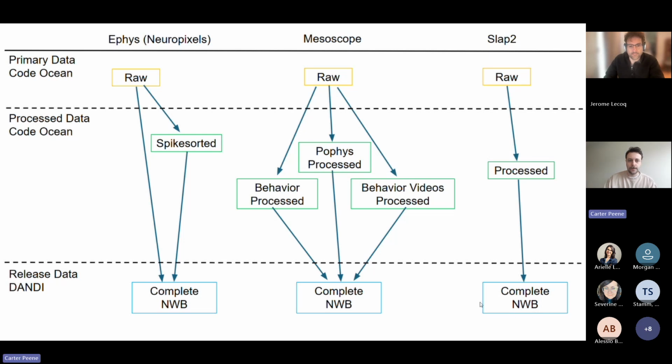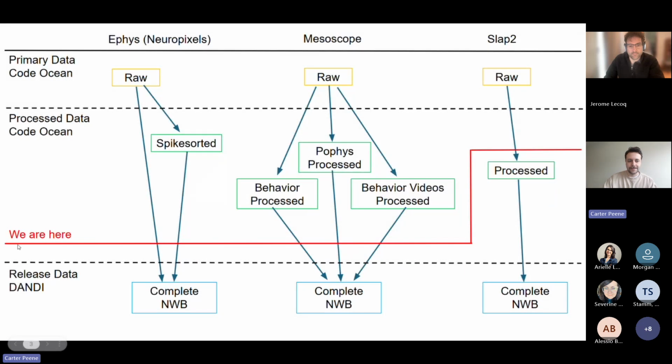Importantly, right now the status of our data is that we're here. We have all the processed assets for ephys and Mesoscope. For SLAP2, the pipeline is still in development, so we haven't quite gotten to processed assets besides some prototypical ones that we released to you.